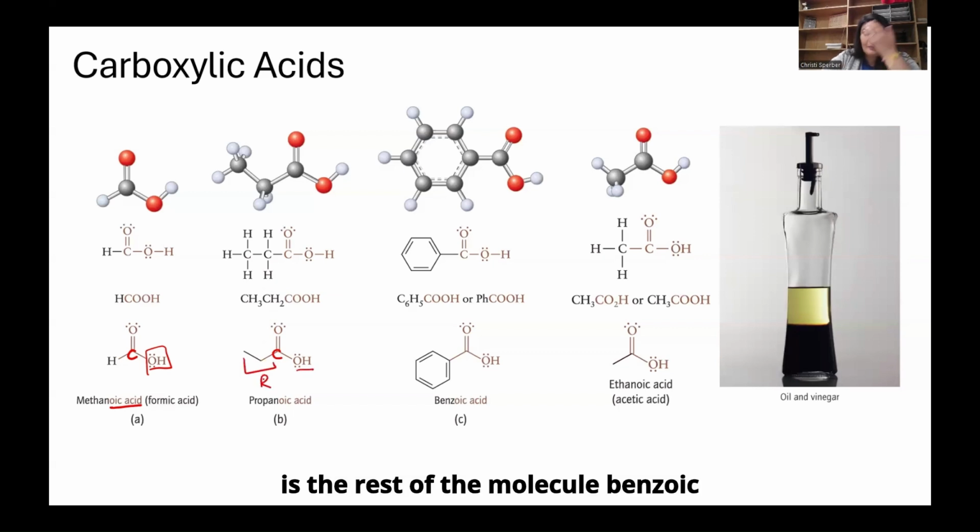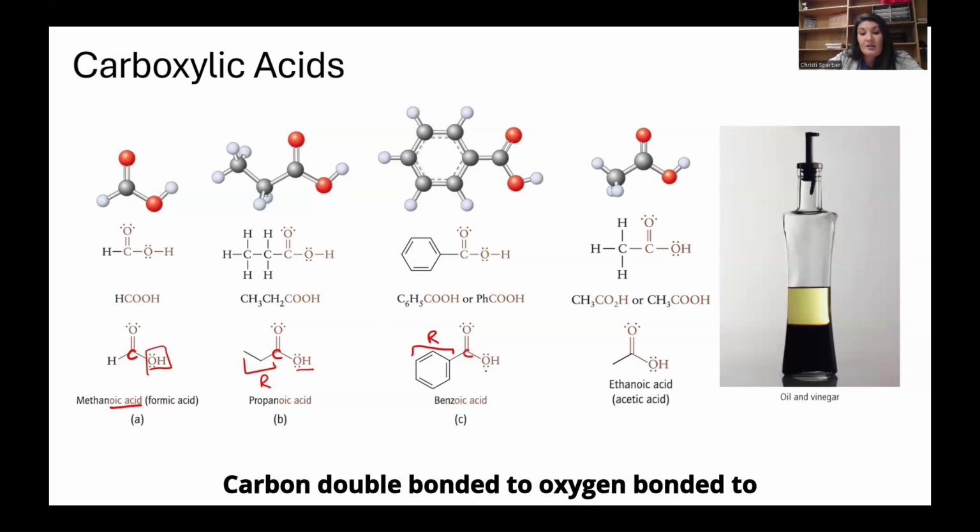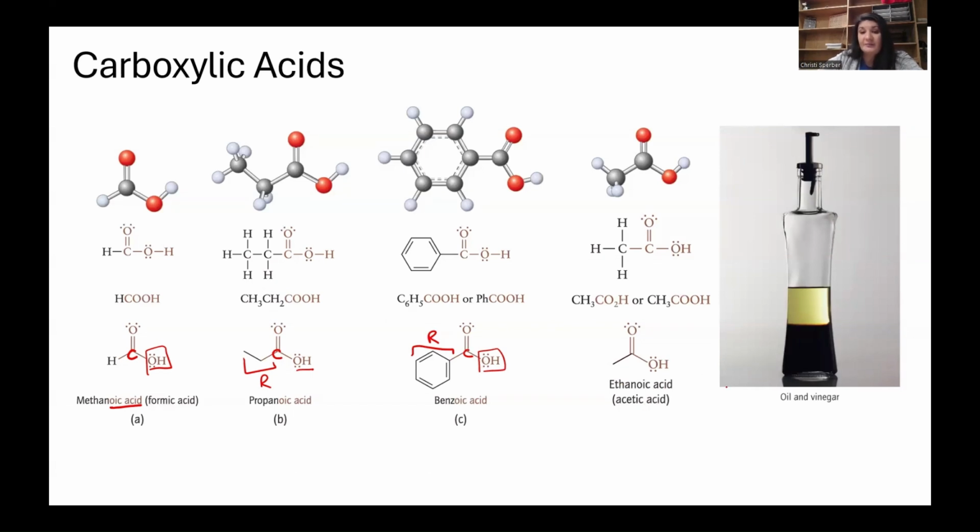the molecule. Benzoic acid, see that the R group is an aromatic ring. Carbon double bonded to oxygen, bonded to an OH group. And then ethanoic acid or acetic acid, that is your common vinegar. And you can see we have a picture of oil and vinegar together.